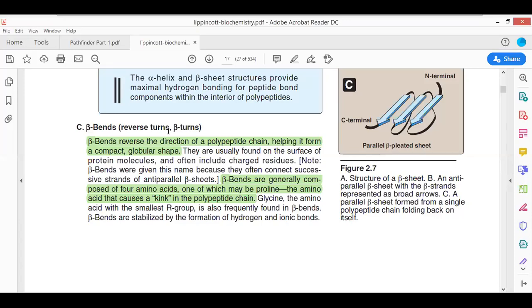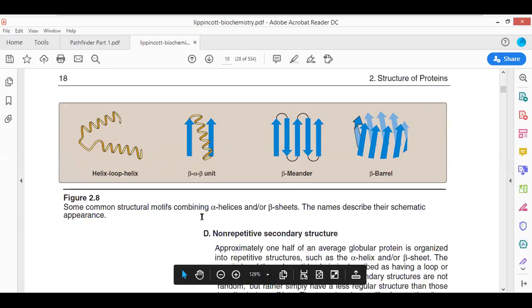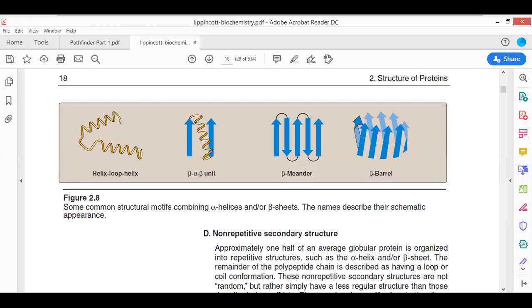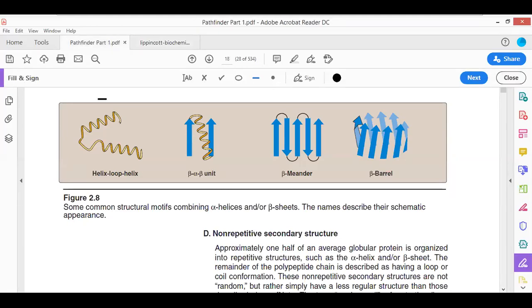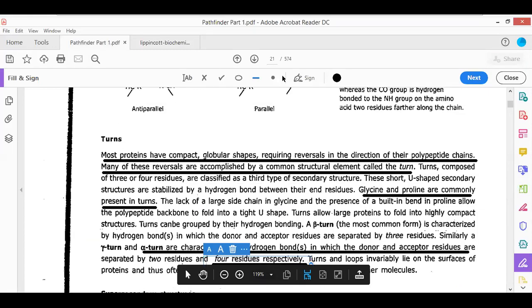In the gamma turn, the donor and the acceptor amino acid residues are just two amino acids apart from each other. Now, some structure motifs. What are these motifs which are being produced? But before we can go with motifs, we must look at certain other structures which are also present. Turns have also been referred by other names. There are several different types of names that have been provided to these turns.